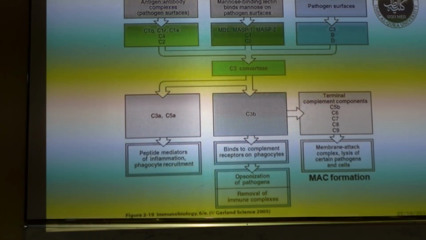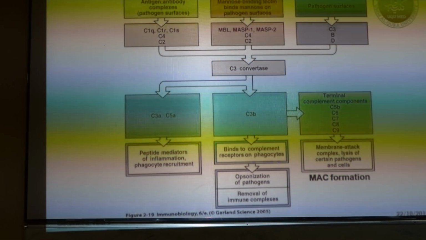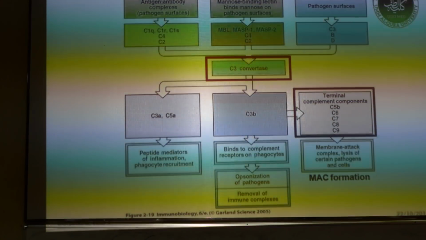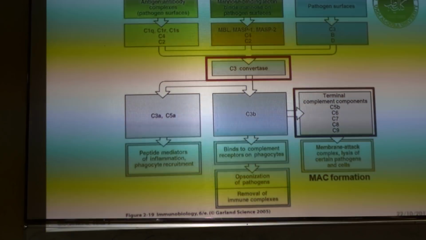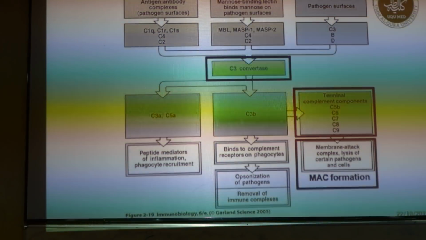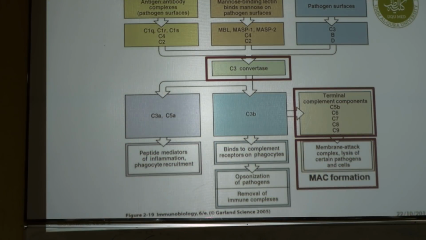Okay. We have seen the formation of MAC here, the terminal component, and MAC will destroy the bacteria. But the remaining functions, as your colleague asked, what about C3a, C4a? They will perform some other functions which are discussed now in the next slide.